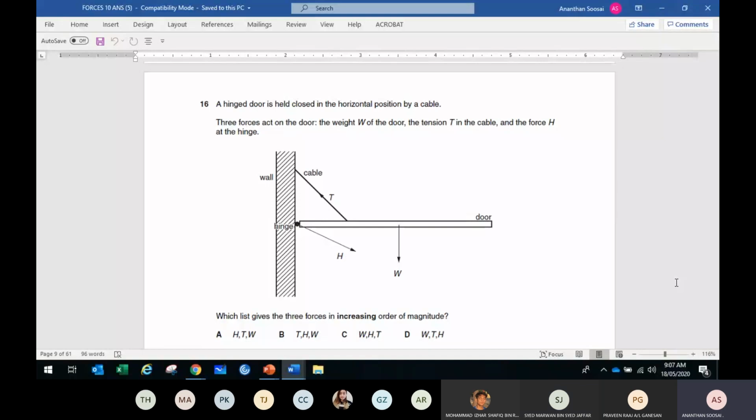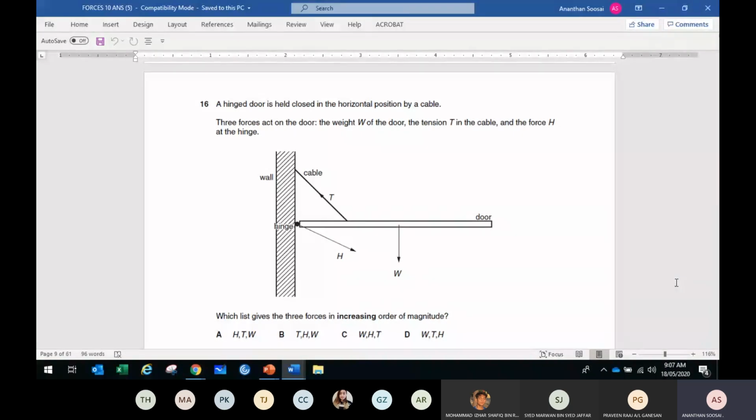Think about your net force. Think about your moment. The force up must be equal to the force down. The net moment must be 0 about any point. So use these two rules.